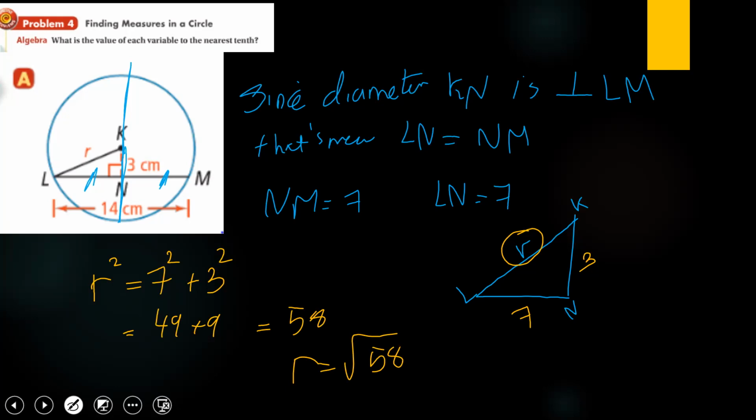So teacher, can we consider the diameter with the length of this radius, if we make another side, so it will be like a big right triangle? Do you mean like this? Yeah. But if we make it like this, there's no side here, so we cannot know the length of this side. Okay. So R here, the radius, is the square root of 58.